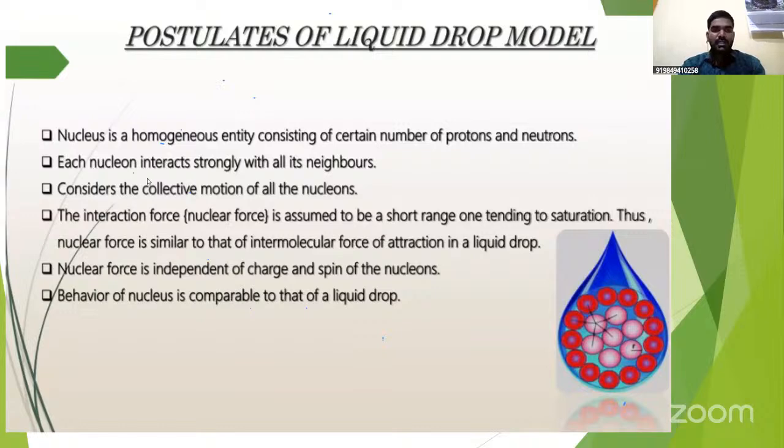Each nucleon interacts strongly with all its neighbors. So each nucleon will be interacting strongly with all its neighbors, meaning protons and neutrons. Nucleon again means protons and neutrons. They are strongly interacting with these neighbors. Consider the collective motion of all the nucleus. They are considering the collective motion of all the nucleus.